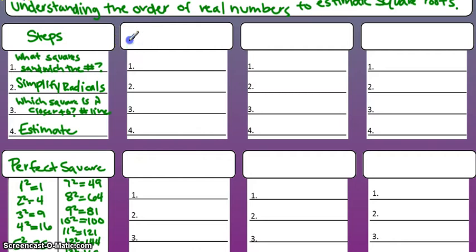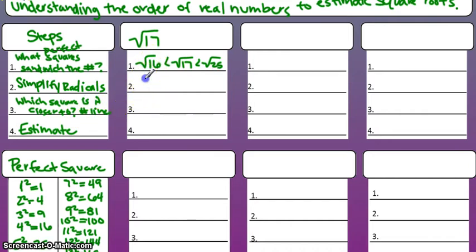The first one we're going to do is estimate what the square root of 17 is. That square root sign is actually called a radical. The first step is, what perfect squares sandwich the number? So we need 17. So 1, 4, 9, 16, 25. 17 is between 16 and 25. So the square root of 16 is less than the square root of 17, which is less than the square root of 25.